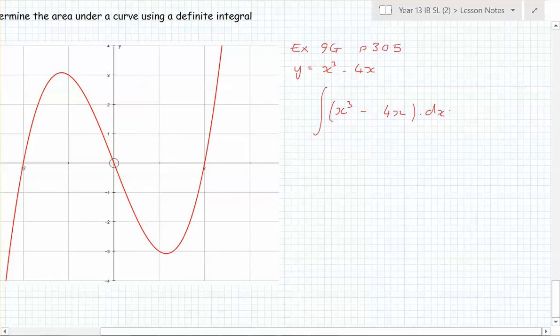Okay, anyone want to talk me through that indefinite integral?